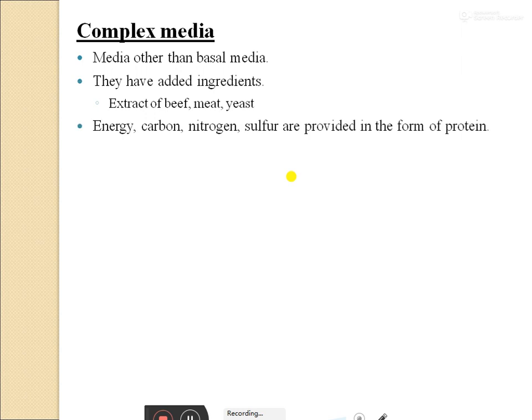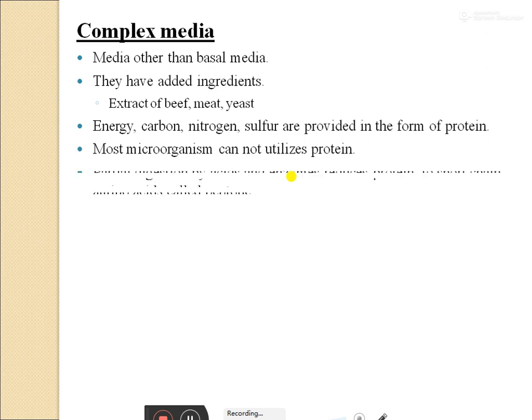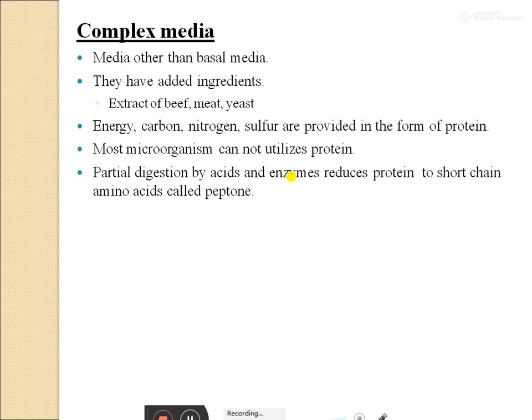Complex media are media other than basal media. They have some added ingredients like beef extract, meat extract or yeast extract. They are rich in energy, carbon, nitrogen and sulfur. They are provided in the form of proteins in order to enhance the growth of microorganisms.